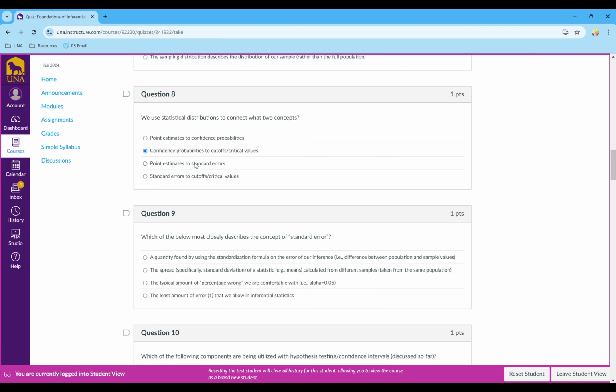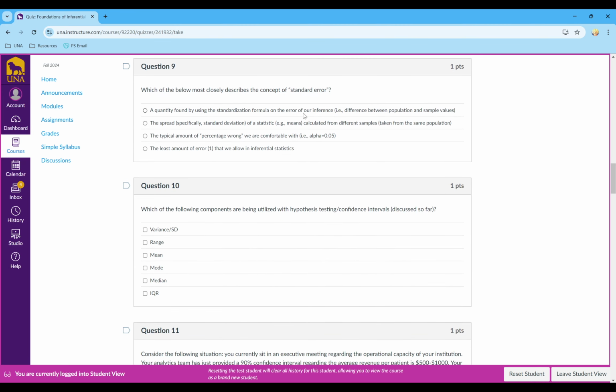This is a hard one, but I think this one is going to be confidence probabilities to cutoff critical values. So think about our distribution. When we use a distribution, think about what we do with it. What do we tend to do? Well, we have a confidence probability or percentage that we want to involve, or an error rate, which is the inverse of that confidence probability. And then we want to do that to get a cutoff for the critical value. And so this is the connection from our statistical distributions to go from our probability to critical values.